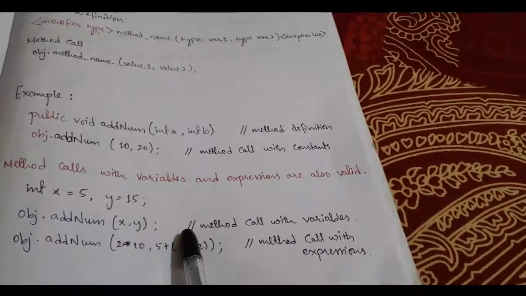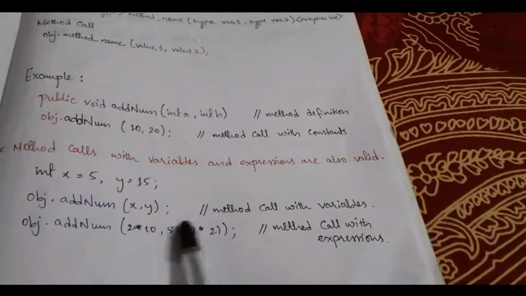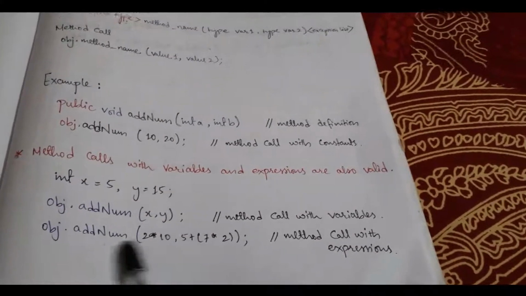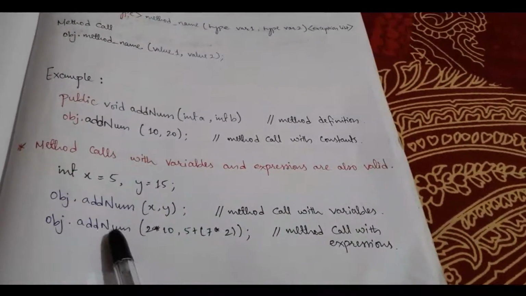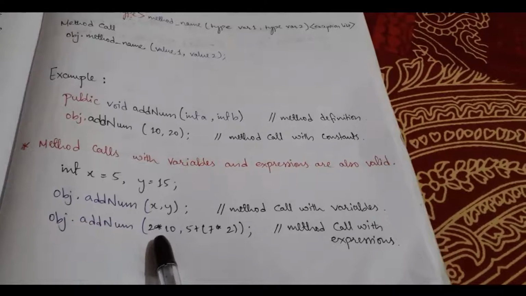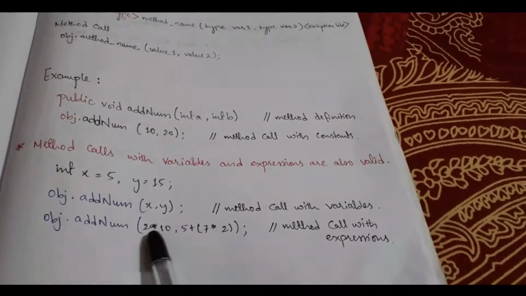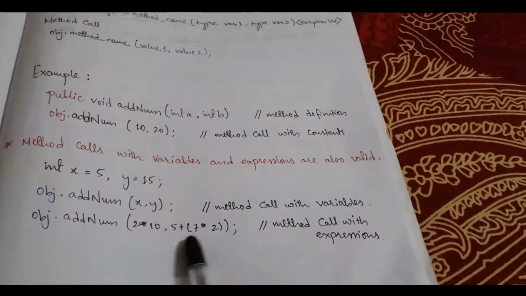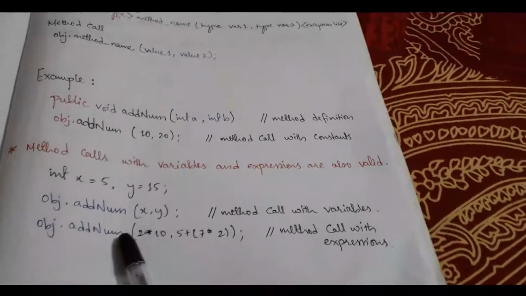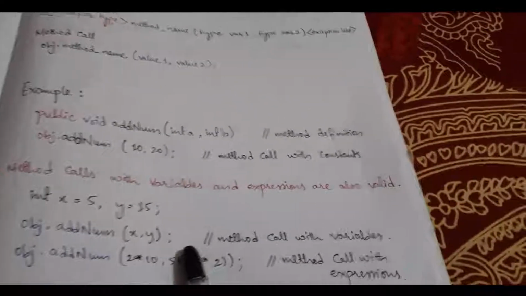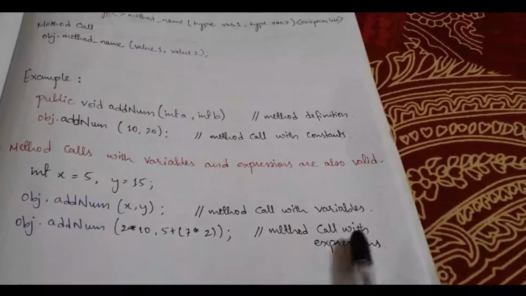I have mentioned this with the help of a single line comment one more time. And the last one, we can also include a mathematical expression in this manner: obj.methodName(2 * 10, 5 + 7 * 2) inside the brackets. This is the form of mathematical expression which can be included in the call by value form. So, a method call with expression.